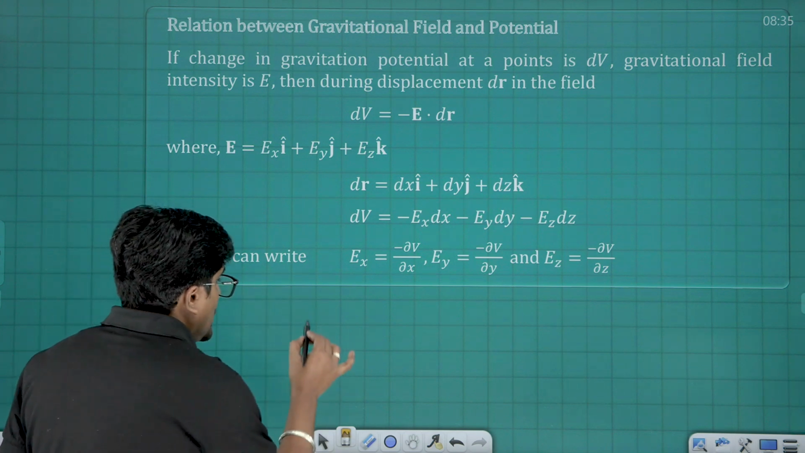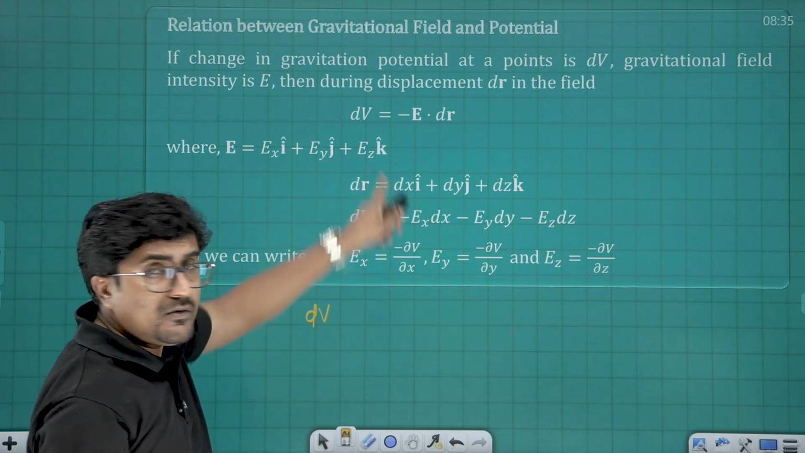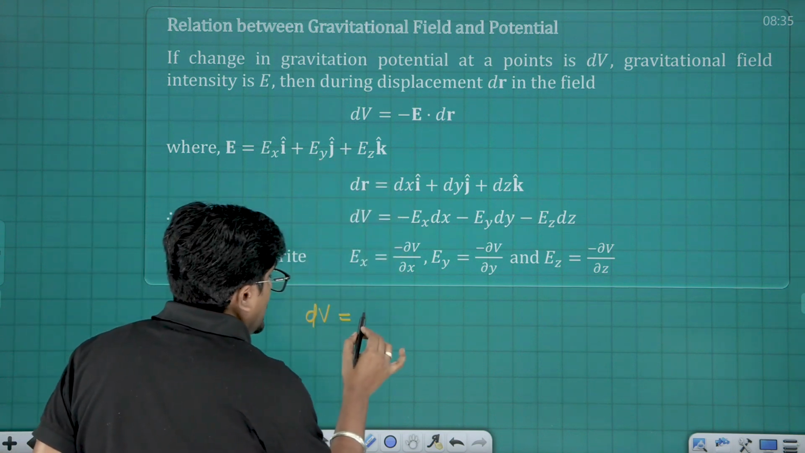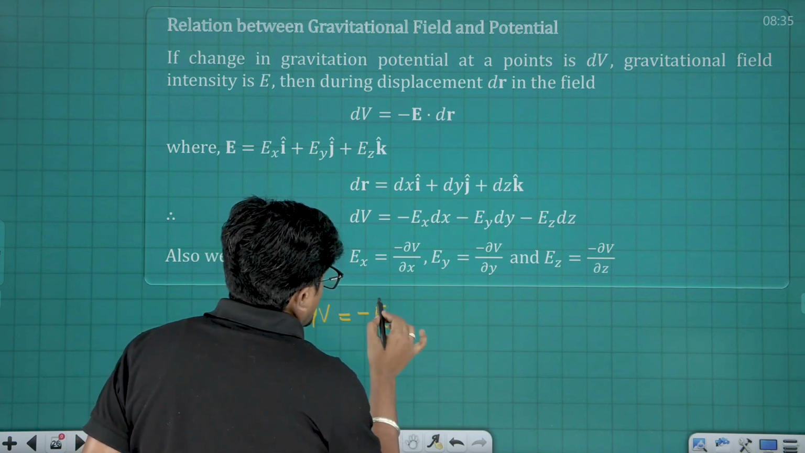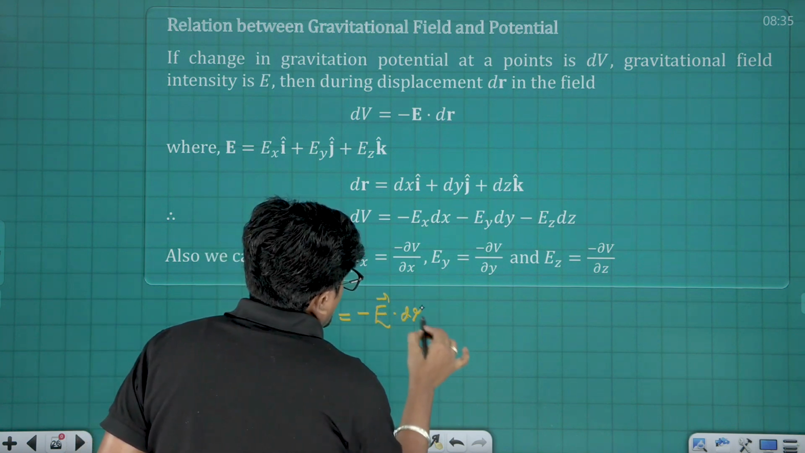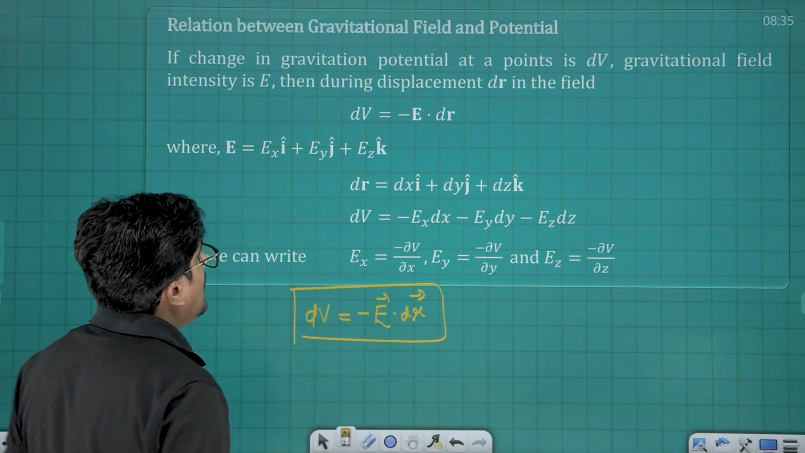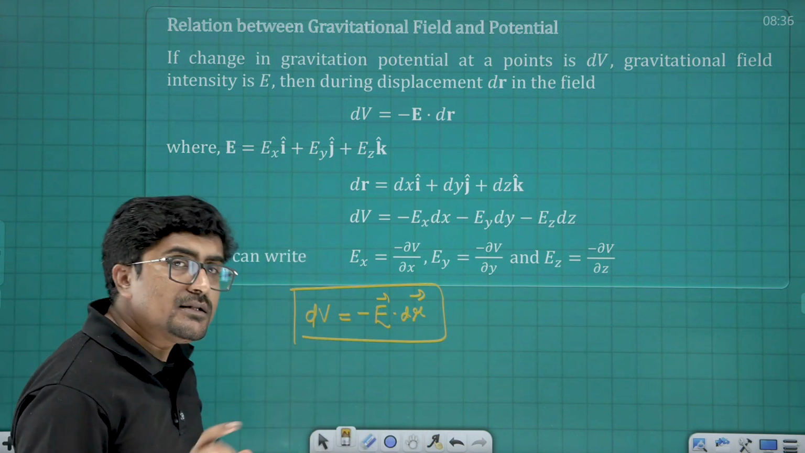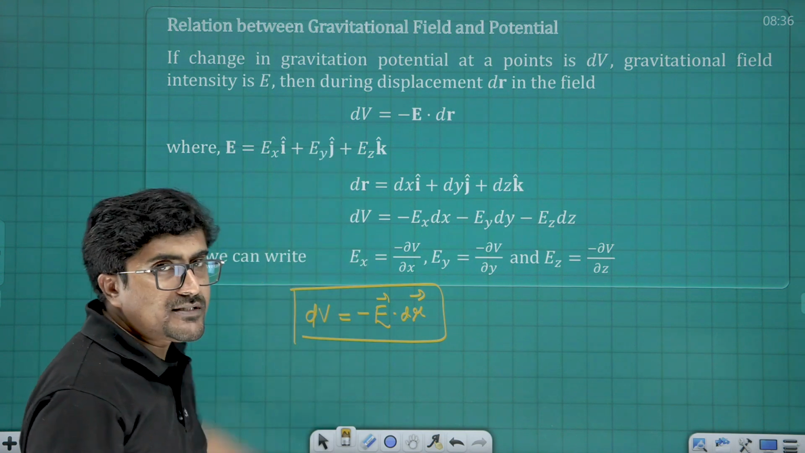Basically, you must understand one thing. dV is going to be minus of E dot dr. This is the standard relation. If you consider this separately along the x-axis and y-axis, you can see the further variations here.